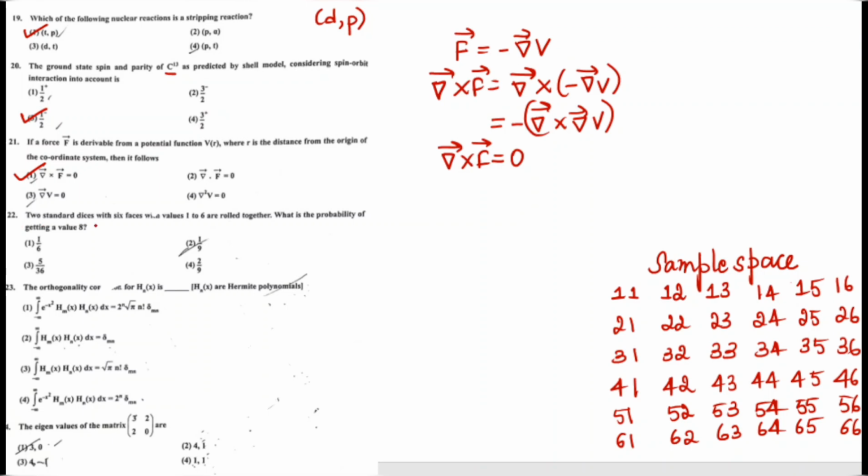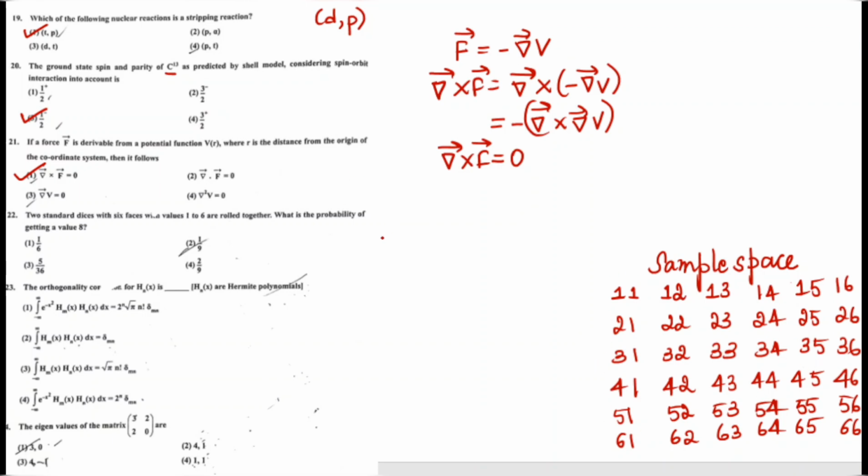For two standard dice with 6 faces, with values from 1 to 6, which are rolled together, what is the probability of getting a value of 8? So we have two dice. I have written the sample space previously here. The sample space for two dice is given below.